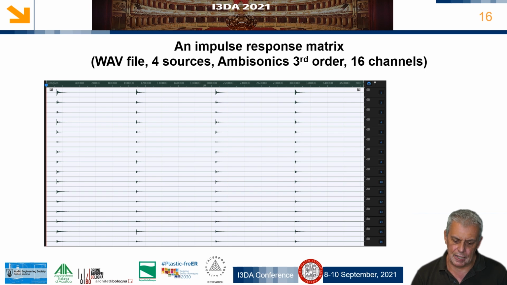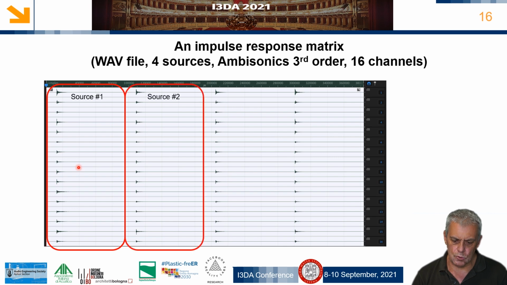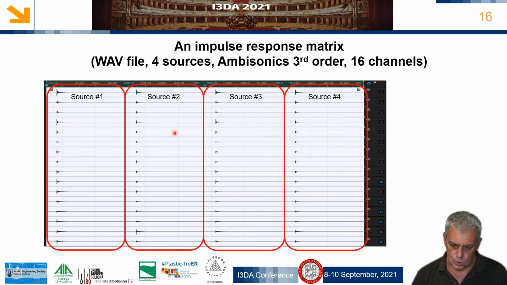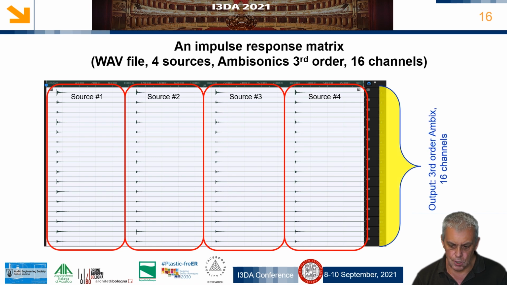This is a 4x16 filter matrix where we have 4 sources. Every column is a source: source 1, source 2, source 3, source 4. And every row, every channel of this multi-channel impulse response, is one of the channels of the ambisonic signal. Third order in this case, so 16 channels.